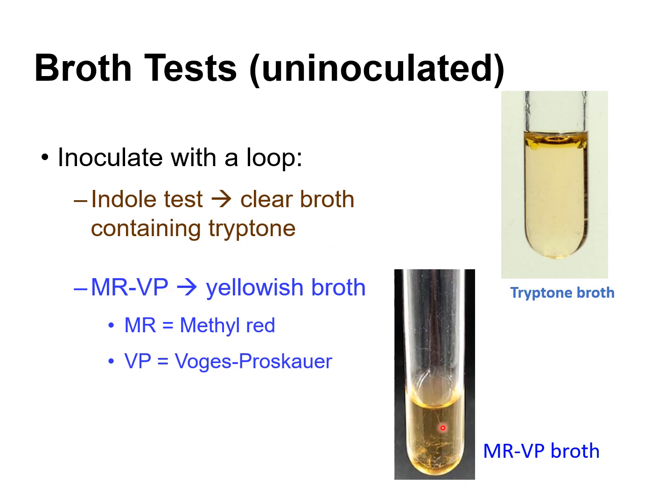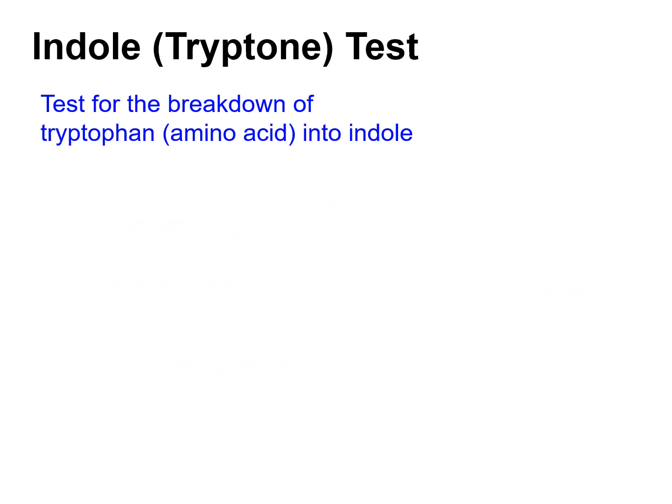This is another one. Okay, it's a much darker broth compared to the indole, and this test is called the MRVP. Again, this is how its broth would look uninoculated. MR stands for methyl red and VP stands for Voges-Proskauer. And we'll go ahead and talk about what those two tests are for.